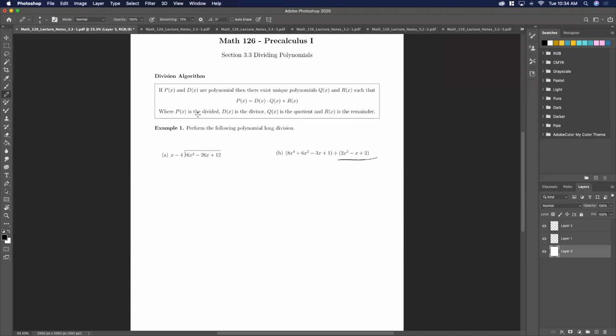Let me go through the parts real quick. What is getting divided is called the dividend. What you're dividing by is called the divisor. So this is the dividend, this is the divisor. What you get out of it is called the quotient, and then what's left over is the remainder.